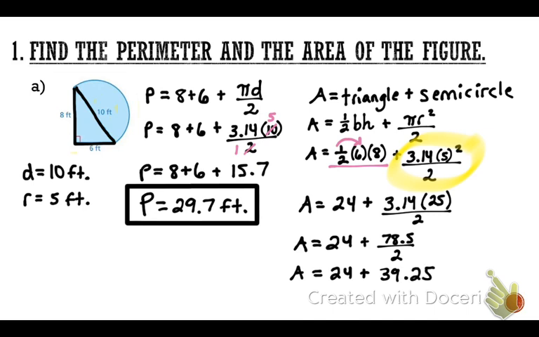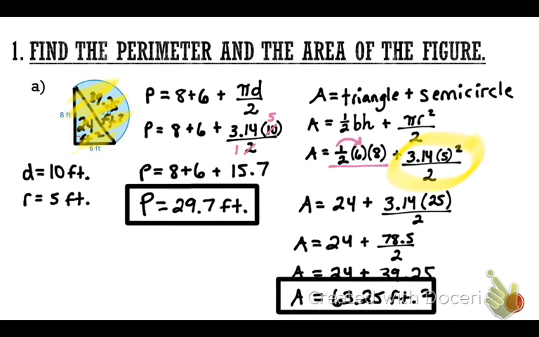Now, we have figured out this in here has 24 feet squared. This out here has 39.25 feet squared. So in order to figure out what the area is of this entire figure, we just add those two together. When you add them together, what do you get? 62.25 feet squared. Okay, why did you square the units? Because you're finding the area, and we always want to square the units when we find the area. Okay, so that is how you find the perimeter and the area of a composite figure.